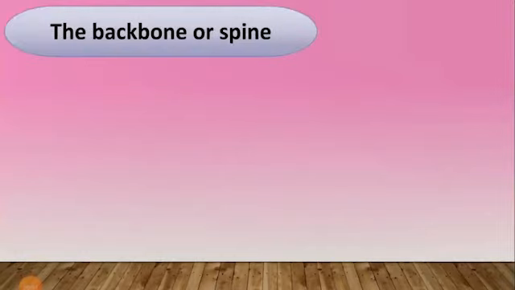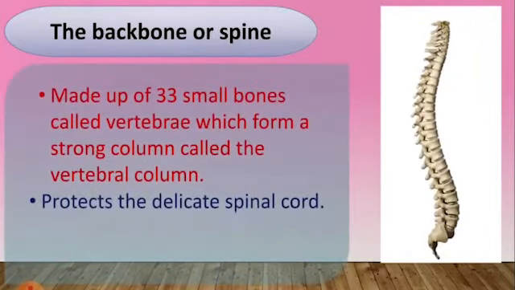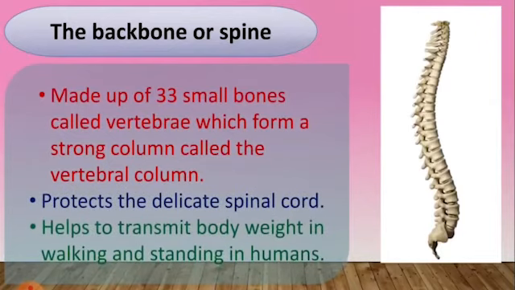Next is the backbone. The skull is attached to the backbone or spine, which forms the main axis of the skeleton. It is made up of 33 small bones called vertebrae that are stacked one on top of the other and form the vertebral column. This column protects the delicate spinal cord.